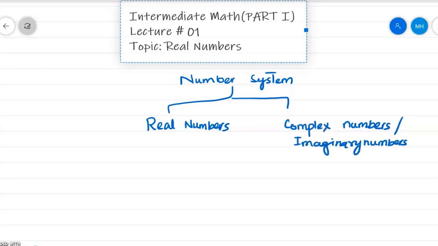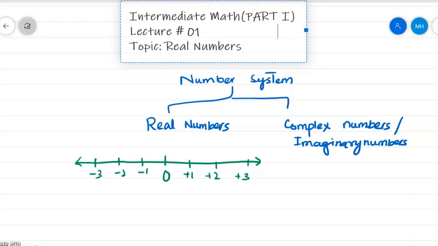Here I am going to explain the real numbers because our first topic is about the real numbers. I am giving you a very simple definition. The real numbers are the numbers which you can plot on the real line, the number line. As you all know, we have positive numbers on the right side of zero and negative numbers on the left side of zero. Any number which we can plot on the number line is called a real number. It's the simplest definition for you.